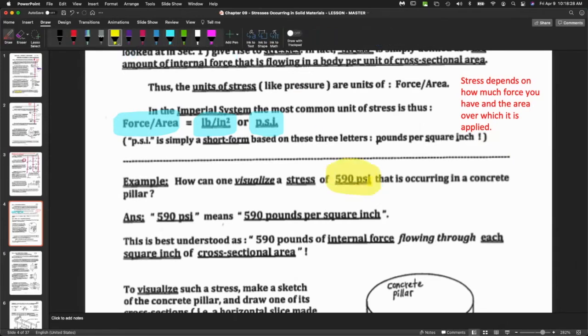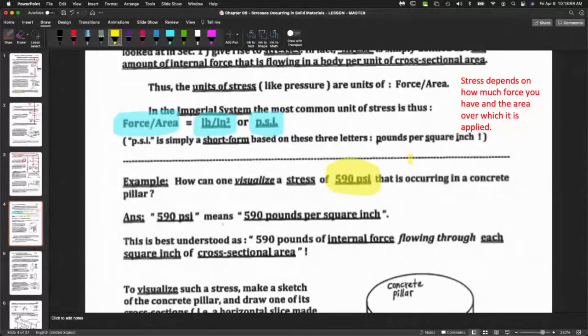Well, for me, let me say it like this. Will 590 psi hurt you? Think of that. Put your hand on your desk, and look at your thumb. Just half of your thumb. I'd say that the average half thumb would be about a square inch, maybe 2 square inches. Imagine 500 pounds sitting on the tip of your thumb. Would that hurt?